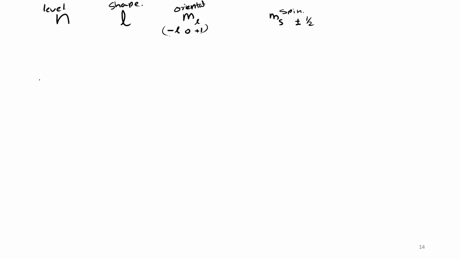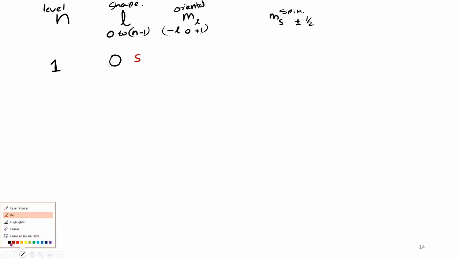All right. In level one, when our n equals 1, in our first level, we have only s orbitals. And we know L is actually 0 to n minus 1. So if our n is 1, our L is going to be 0. What 0 means is that we are looking at s orbital. And our ML is also going to be 0. And then if we are having electrons, the first electron can be a plus half, and the other electron can be a minus half.